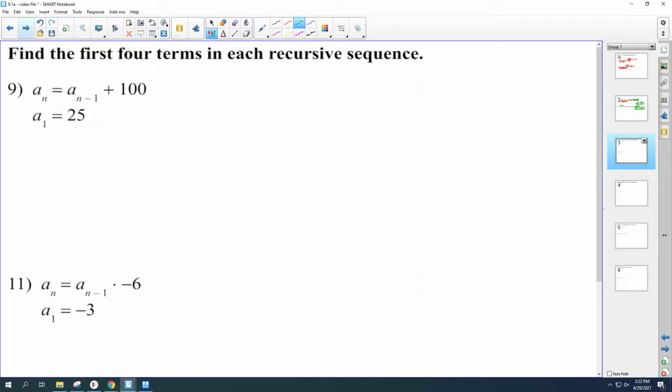Find the first 4 terms in each recursive sequence. All right, so we've got an important word here, recursive. When they talk about recursive, they're going to use previous terms. And this seems confusing, but we do this all the time, all right? So in order to do a recursive, you have to know where we start. And they're telling us where to start. They're telling us the first term is 25.